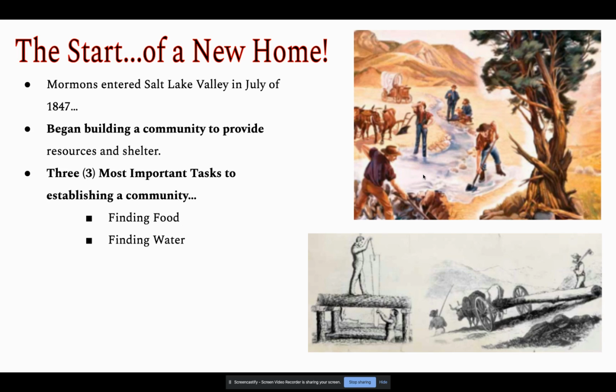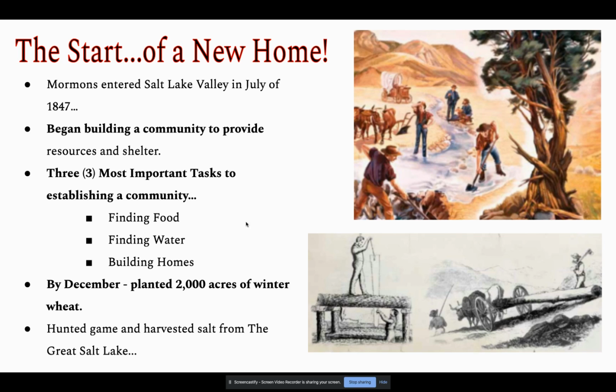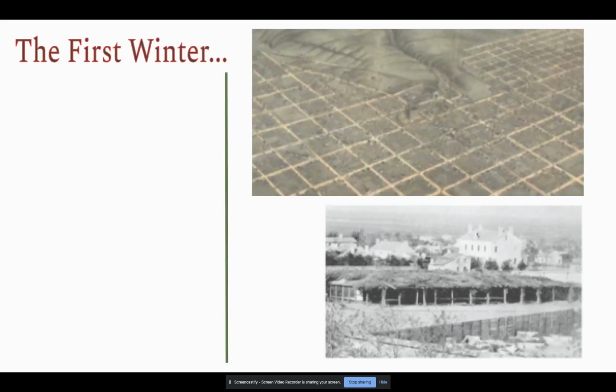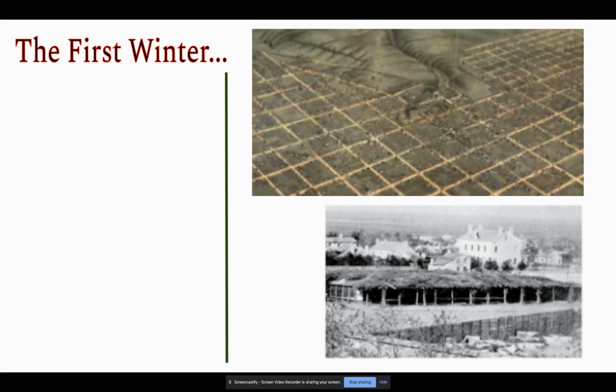They had to find water, which this picture shows, and they had to start building homes, which you see right here. They're cutting logs for log cabins. By December, from July to December, they had planted over 2,000 acres of winter wheat, plus potatoes and a few other things. But not everything went smooth, okay? They also hunted game and harvested salt from the Great Salt Lake to be self-sufficient. Let's talk about the crops they planted. We'll talk about that in a minute.